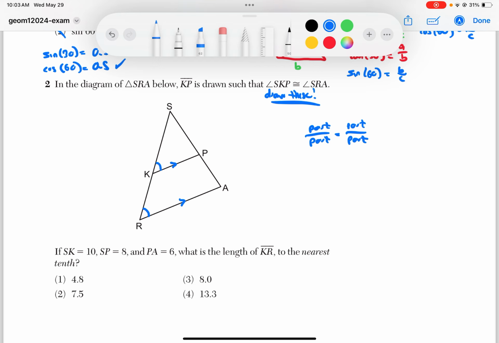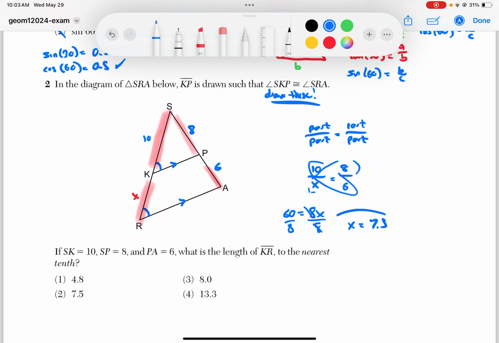Okay, so SK is 10, PA is 6, and SP is 8. They want KR, which I will let be my unknown. Side splitter theorem says that this piece over that piece equals this piece over that piece. So we have 10 divided by something equals 8 divided by 6, and at this point it's just algebra. 10 times 6 is 60, 8 times x is 8x. And 60 divided by 8 is 7.5, which tells me that is number 2.